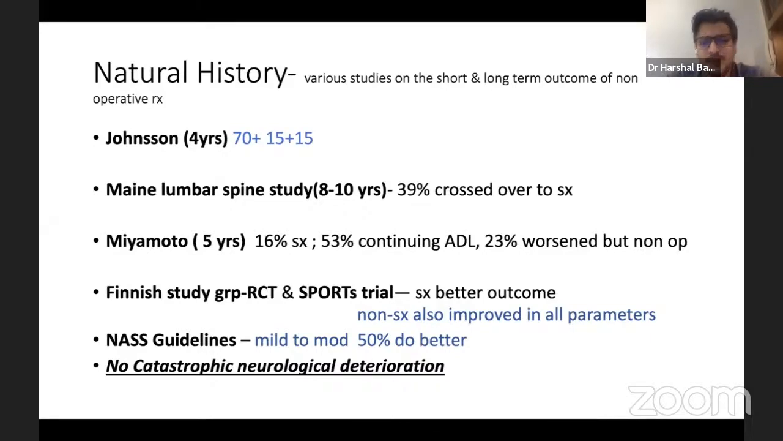Again, the Maine Lumbar Spine Study, the Finnish group, the SPORT trial, or the NASS guidelines, more or less they all say that in the long-term outcome of non-operative and operative lumbar canal stenosis, all parameters improve in both groups, but surgical outcomes are better. And there were no catastrophic neurological deteriorations noted, though I may put a star mark on that, because recently I have operated on a couple of patients who had sudden cauda equina and I had to do them in an emergency. But largely you don't find that, or the percentage is less than 2%.